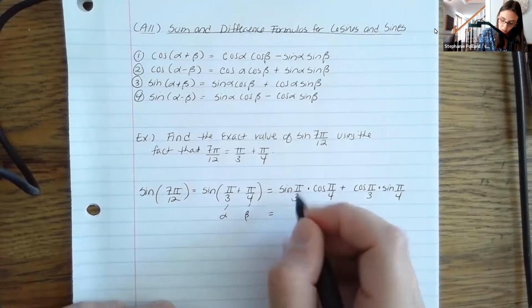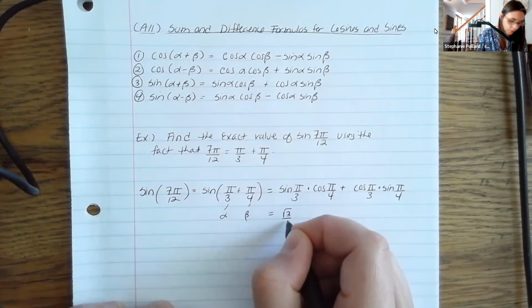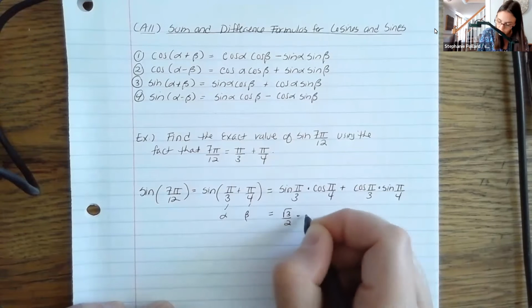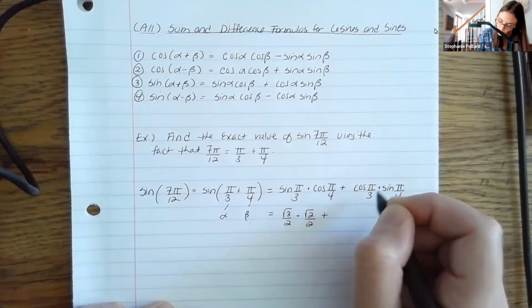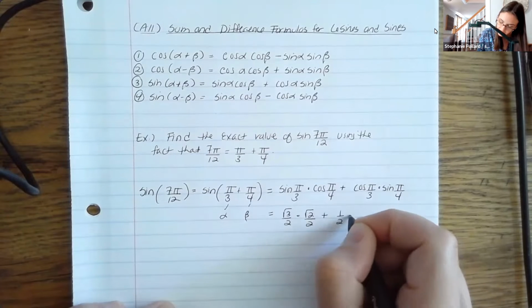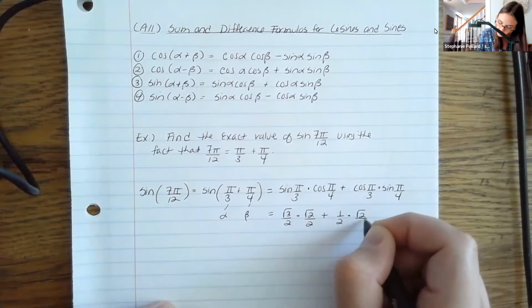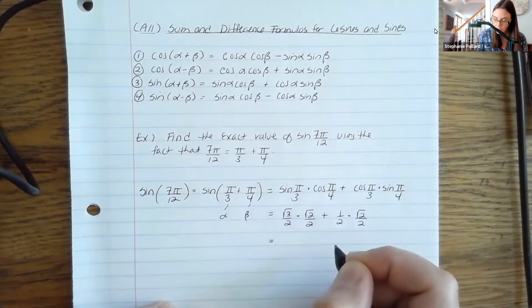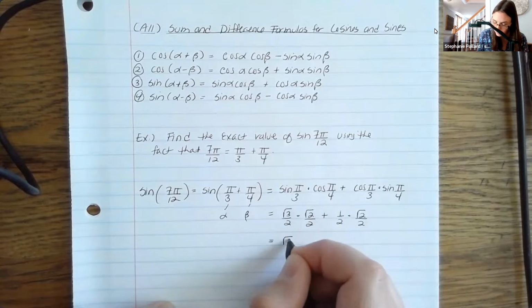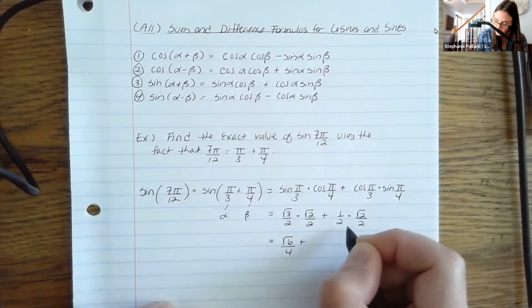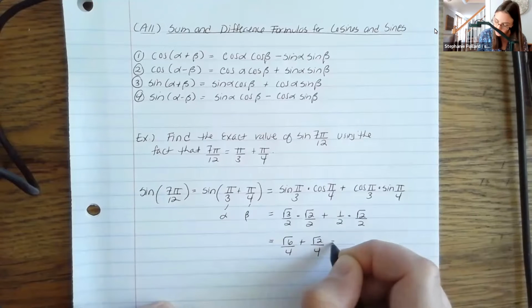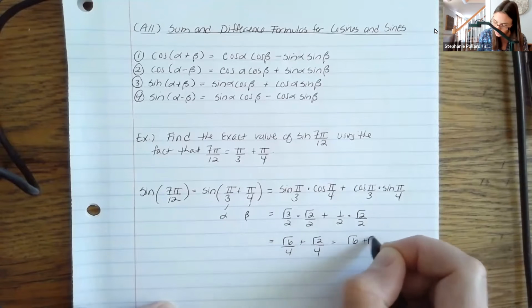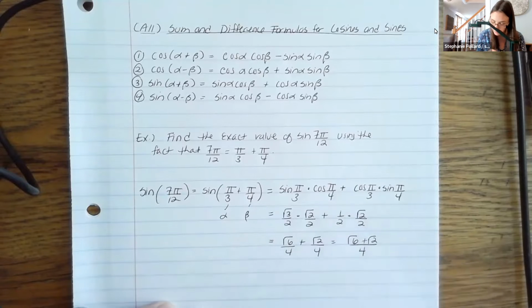So sine of pi over 3 is root 3 over 2. Cosine of pi over 4 is root 2 over 2. Cosine of pi over 3 is 1/2. And then sine of pi over 4 is root 2 over 2. Here I multiply together, I get root 6 over 4. Here I multiply together, I get root 2 over 4, which gives me root 6 plus root 2 over 4.